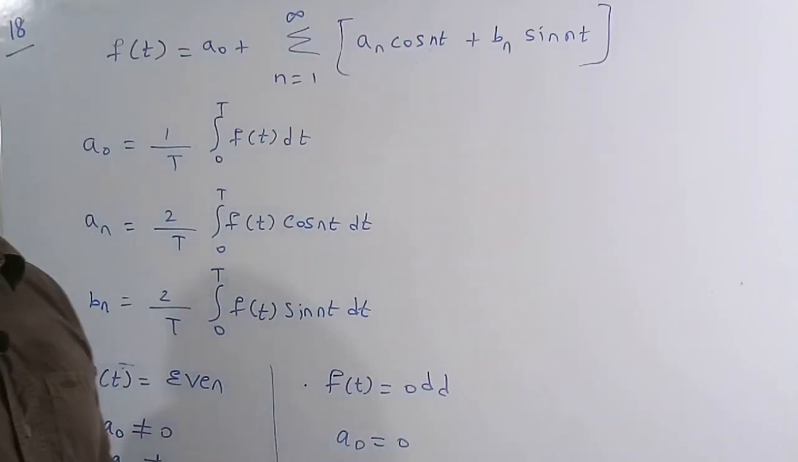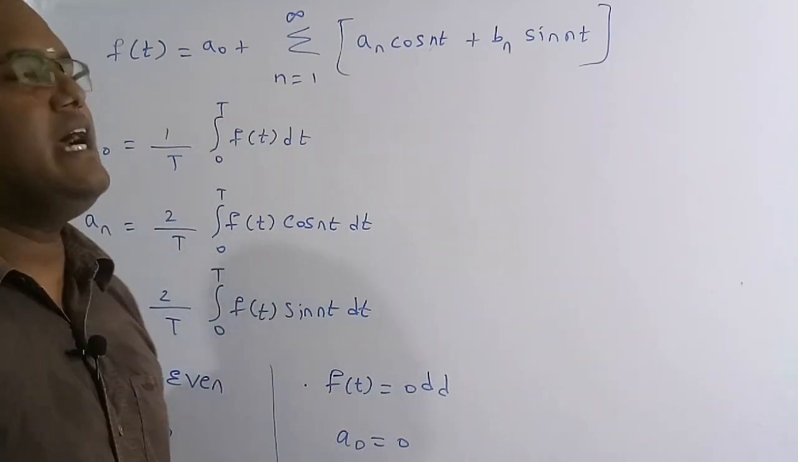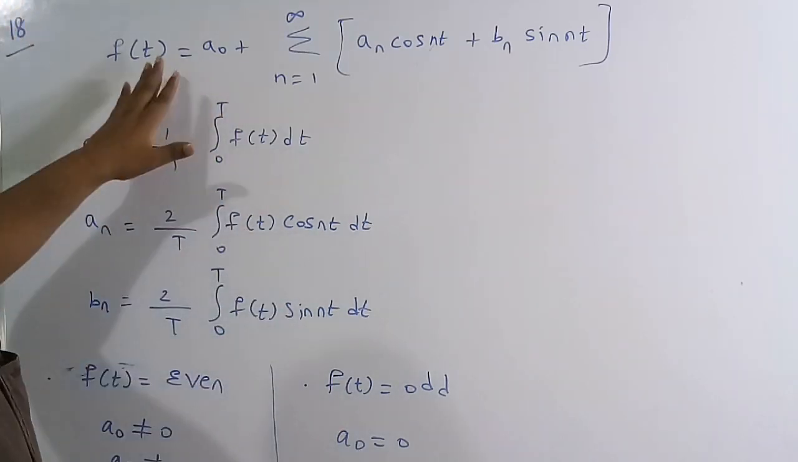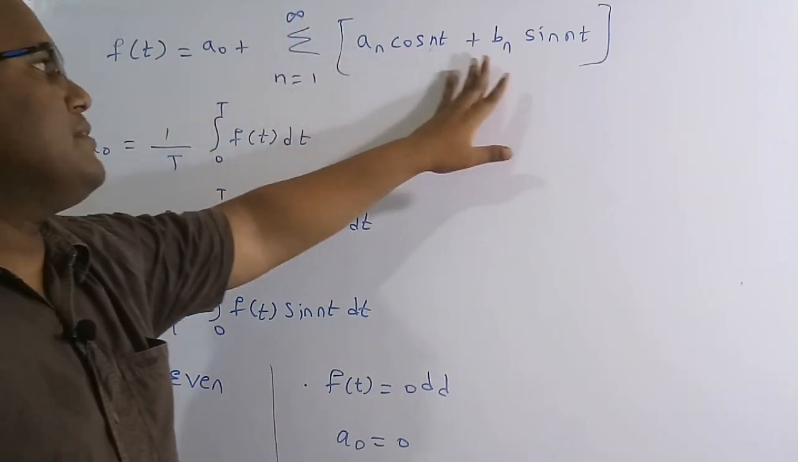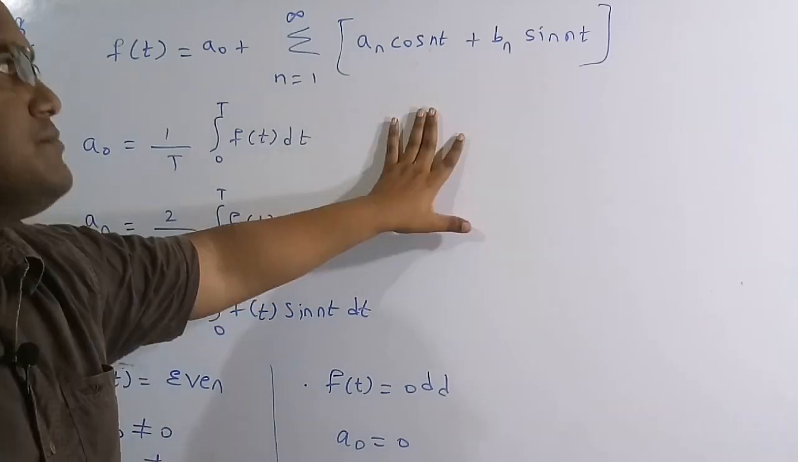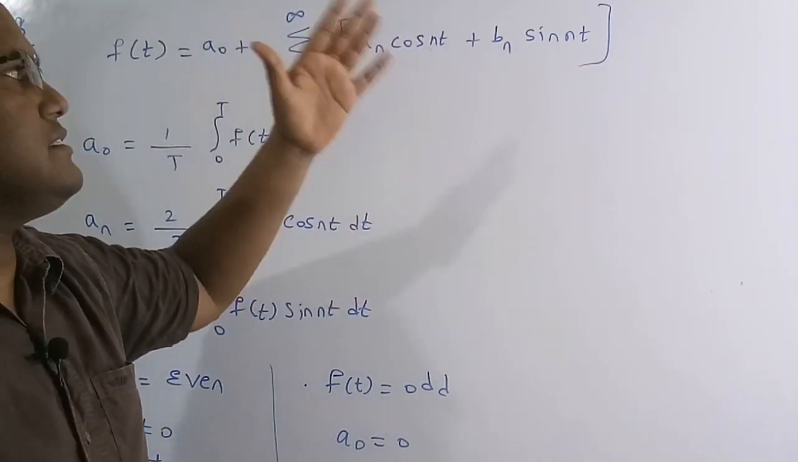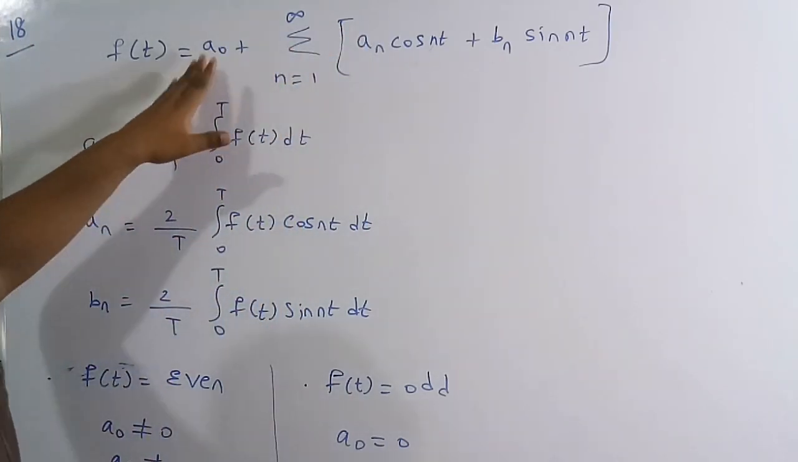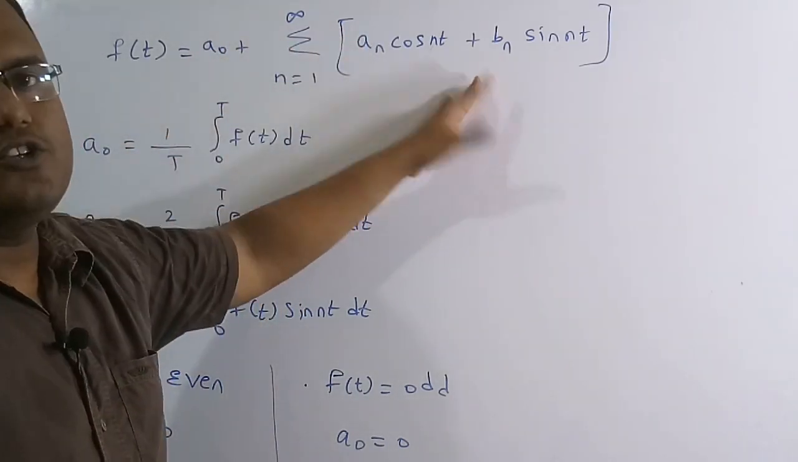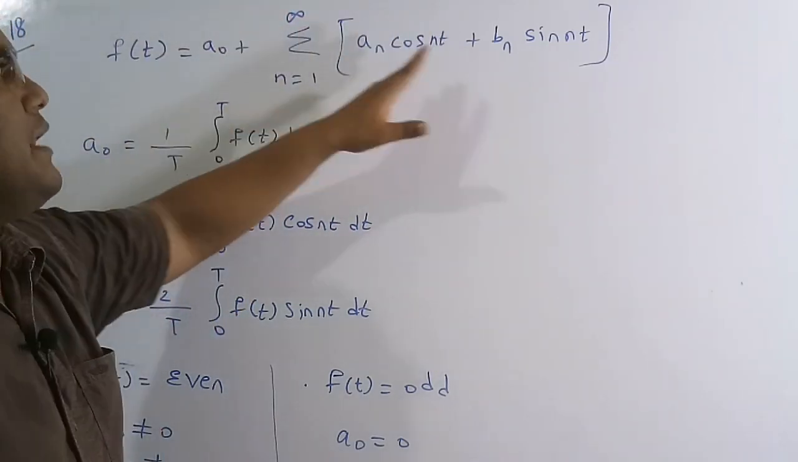Basically, as per the Fourier series, any periodic signal we can represent as a summation of sine and cosine waveforms, which is f of t is equal to a0 plus sigma n is equal to 1 to infinity of an cos nt plus bn sin nt. This is a standard representation for any periodic signal in terms of the cos and sine series. These are called the Fourier series coefficients, which are a0, an and bn. So we need to find the Fourier series coefficients a0, an and bn.